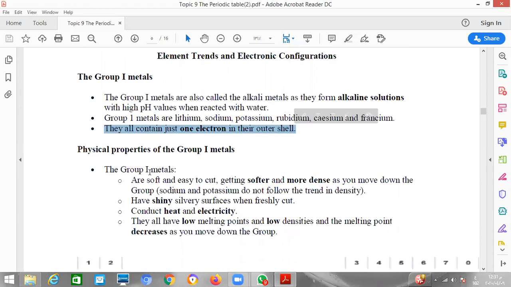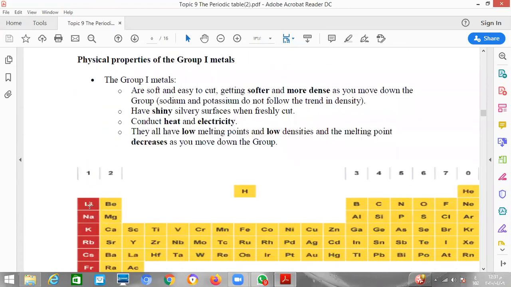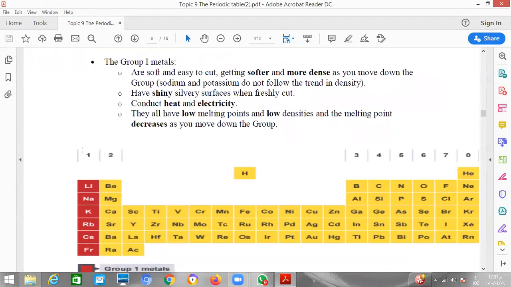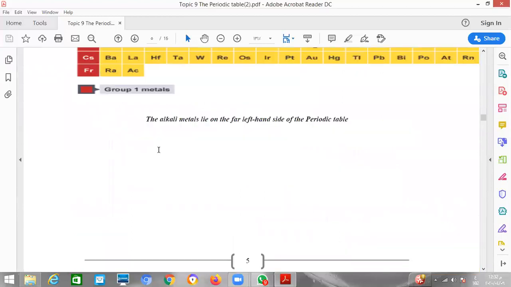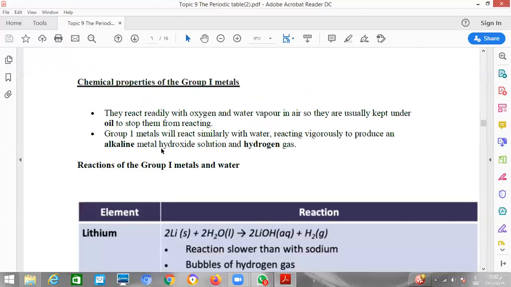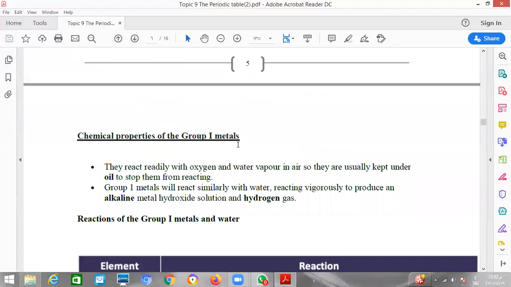Physical properties: all these elements are soft, have a shiny surface, and conduct heat and electricity. They have low melting points and low density. These are physical properties. So what about the reactions of group number 1?